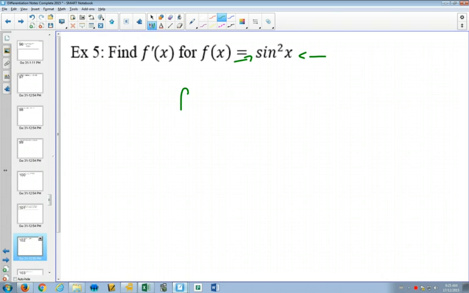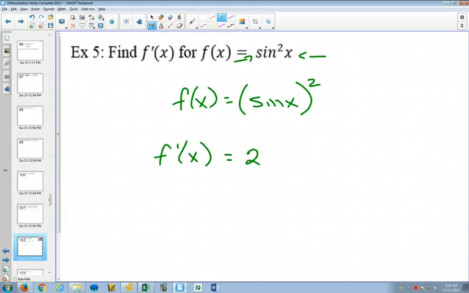I find sometimes initially this is easier to do if you write it like this, because that means the same thing. And then it's easy to see that our outside function is the squared, and our inside function is sine. Now, if our outside function is the squared, well, the chain rule says do the derivative of that outside function. Subtract 1 from the exponent. I'll write that 1 even though I don't need to. And then multiply by the derivative of the inside function.